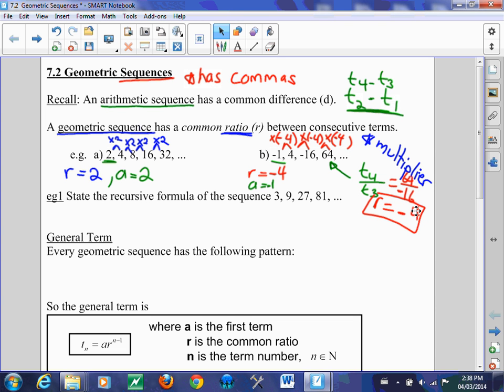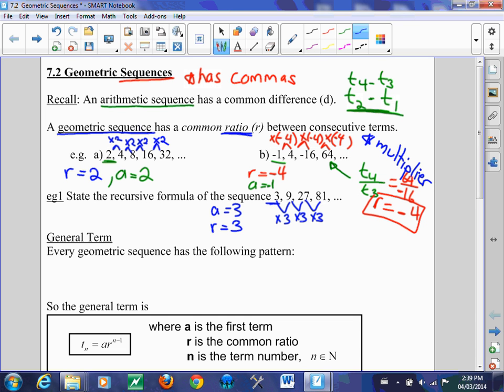Taking a look at example 1, it says state the recursive formula for the sequence. Looking at this sequence, start with the first term. That tells us a equals 3. Then we've got to compare what's happening each time. I'm going to move a equals 3 over more so I can do my patterning. What's happening each time? Hopefully you recognize that you're multiplying by 3. So that tells us that r equals 3.